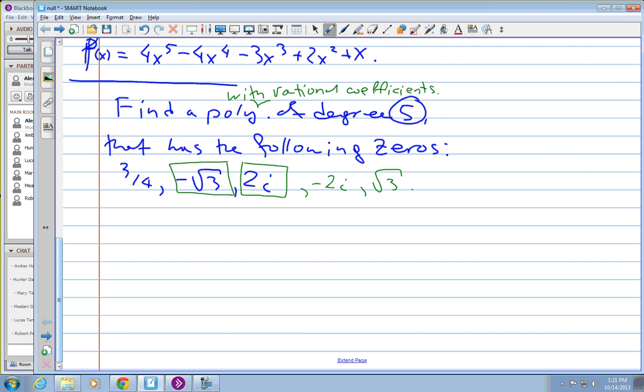So therefore, we have all 5 factors. So our function is x minus 3/4, x minus square root of 3, x plus square root of 3, and then x minus 2i, x plus 2i.